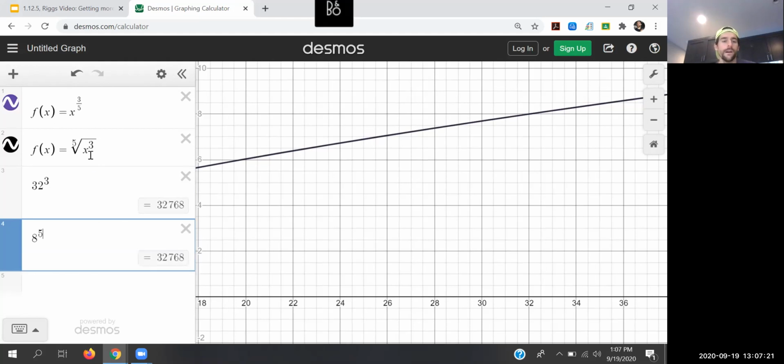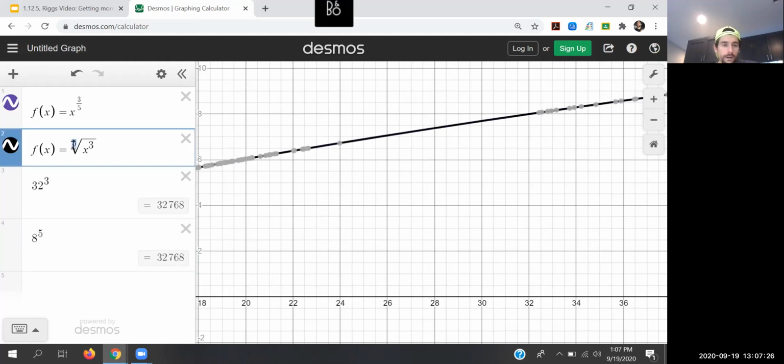So it's asking what number, if I were to cube it, would equal another number if I were to raise that to whatever the root power is.